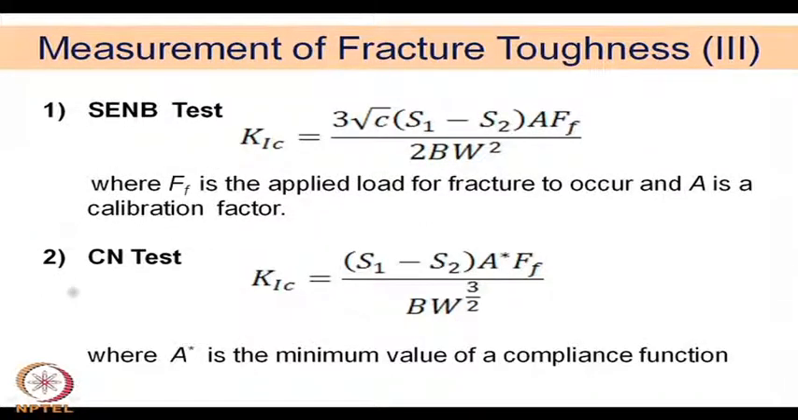Whereas, in the chevron test or V notch test, the expressions are slightly different. A star, once again with W squared, it is 3/2, S1 and S2 have their usual significance, and A star is the minimum value of a compliance function. Here A is a constant, here also some kind of constant. Okay. So, once you do the test and find out the fracture load or fracture stress, the rest of it is basically a calculation.